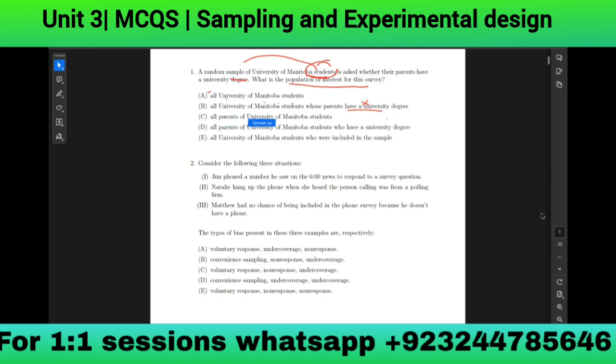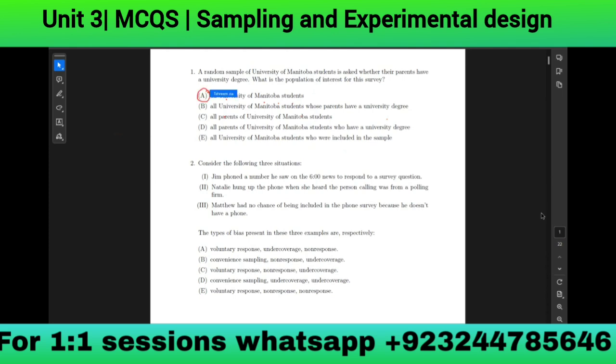All parents, no, parents can't be. All University of Manitoba students who were included in the sample, no. Sample will be the students whose parents have the university degree. So first of all, the population is all students of the university. When they ask this question to all students of the university, then they will get a sample of some of the students whose parents have a university degree. So the sample is the students whose parents have a university degree, but the population is all of the students. So the correct answer is option A. It is all University of Manitoba students.